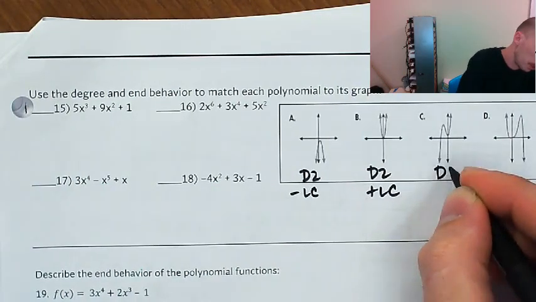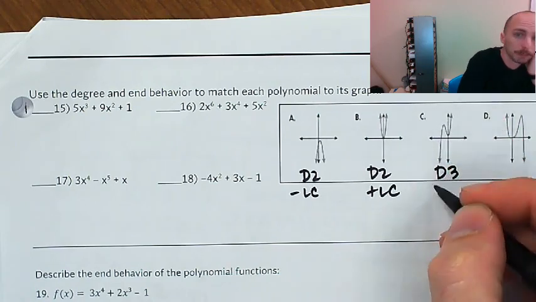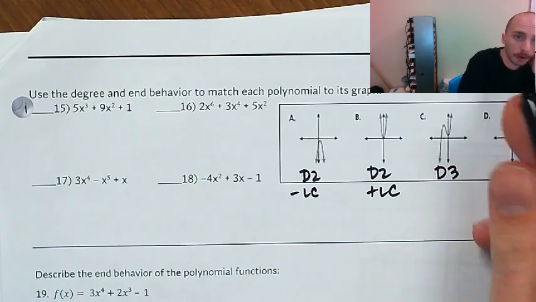Okay, this looks like degree 3 because there's 2 turning points. It goes up, down, up. Okay, so turned there, turned there. Okay, it looks like a positive leading coefficient because the polynomial is overall increasing.